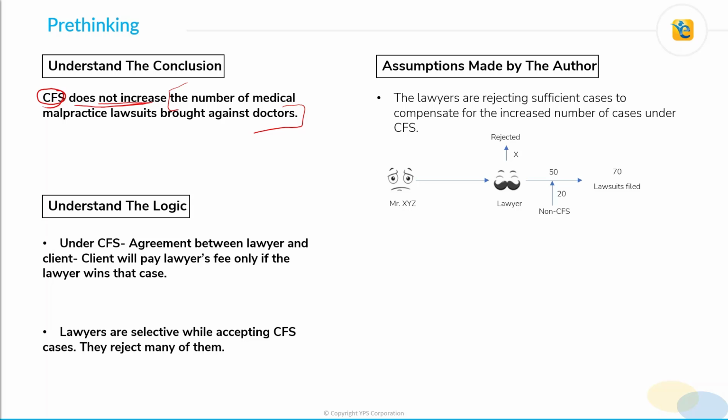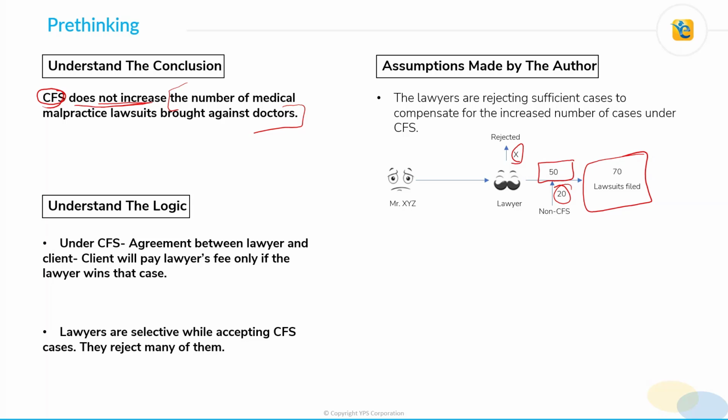So let's say that all we know right now is that the lawyers rejected X number of cases, and because of that CFS cases were 50, non-CFS cases were 20, and therefore lawsuits filed were 70. All right.